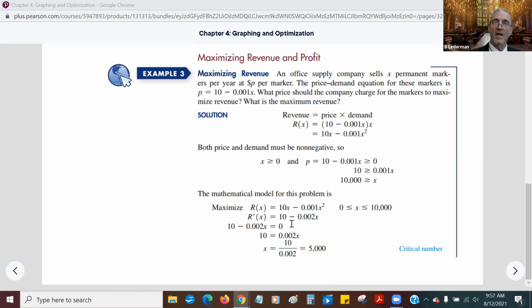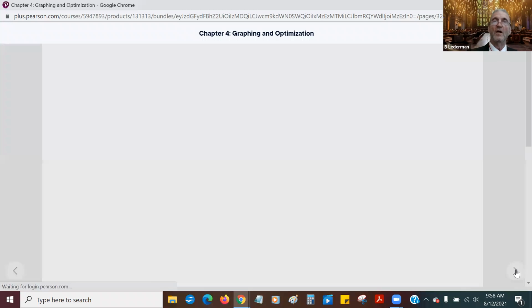The derivative is 10 minus 0.002x, which means x has to be equal to 5,000. So x equals 5,000 is going to be the critical number, which I know right away is going to be the maximum, because I could see that this is just an upside down parabola. And we'll do the official calculus, derivative test or whatever.